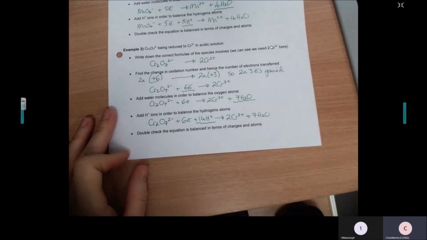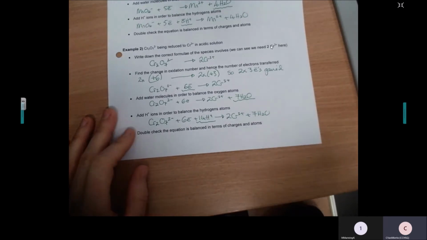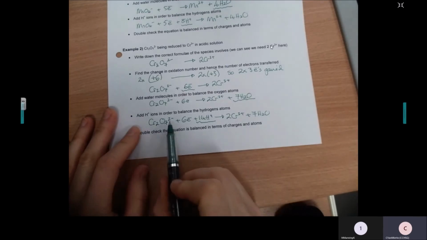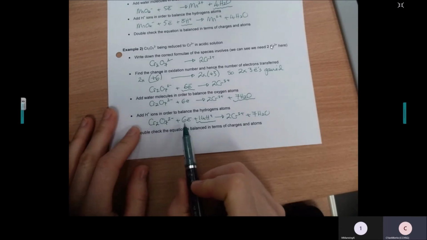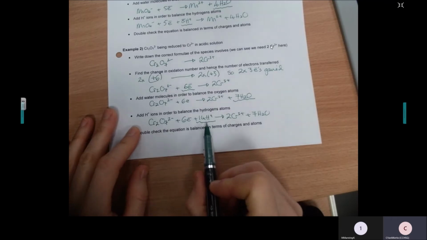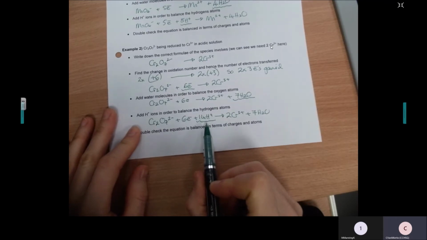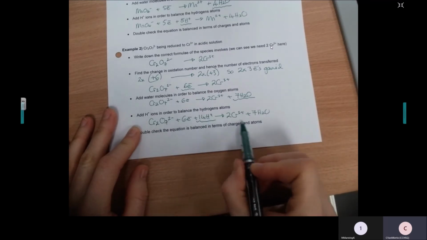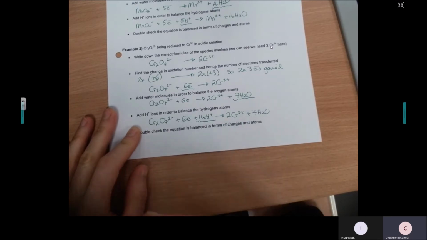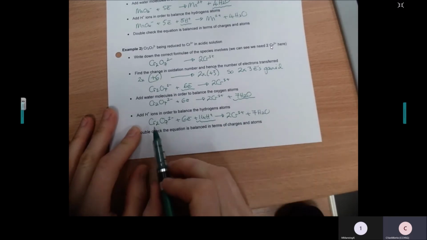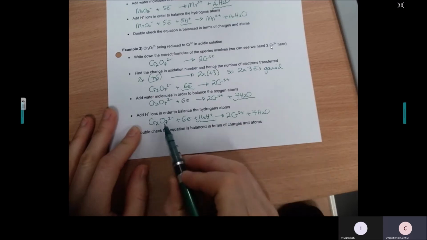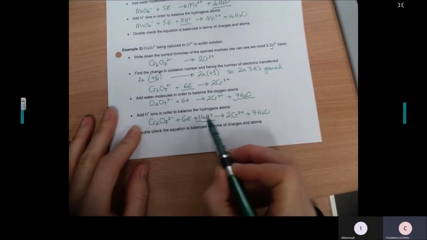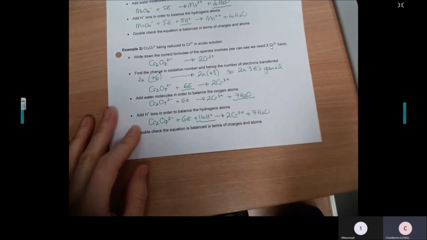And then to double check we've got our equation correct, we need to check its balance in terms of charges and the atoms. So we've got 2 negatives and 6 negatives gives us 8 negatives. Add on 14 positives gives us 6 positives in total. And then on the right hand side, we've got 2 times 3 positives, so 6 positives on the right hand side. So we're balanced for charges. Check the atoms. 2 Crs, 2 Crs, 7 Os, 7 Os, 14 Hs, 14 Hs, balanced for atoms.